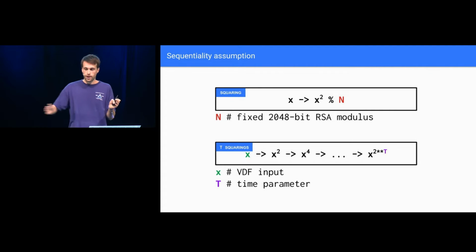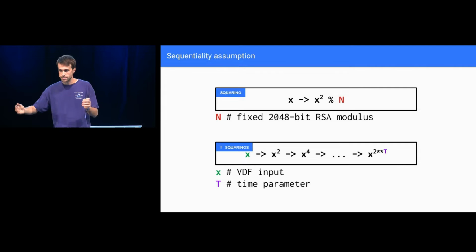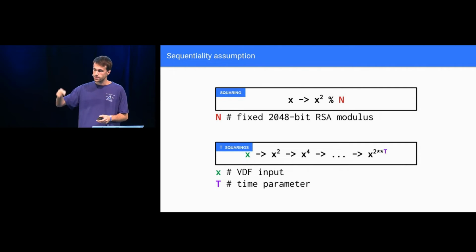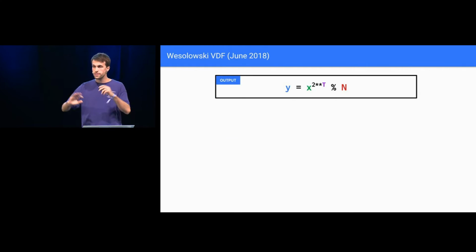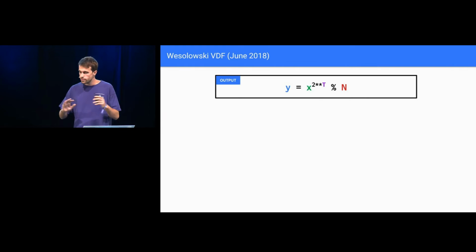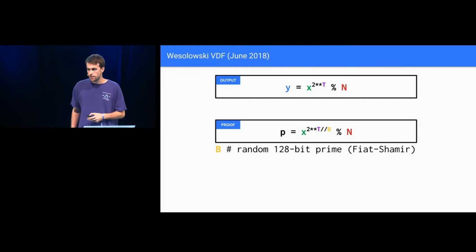You do t squarings, where t is going to be your time parameter, and the output is going to be x to the 2 to the t. Okay, so let's go through the whole VDF scheme in one slide. Super simple. So the output, as I said, is going to be x to the 2 to the t mod n. And then we want to build the proof.